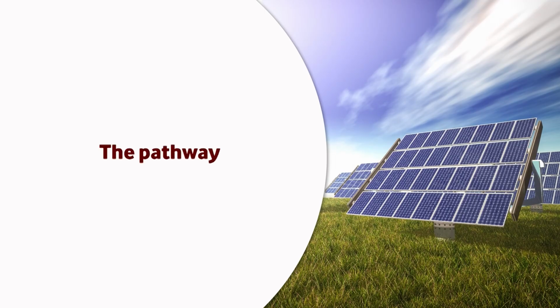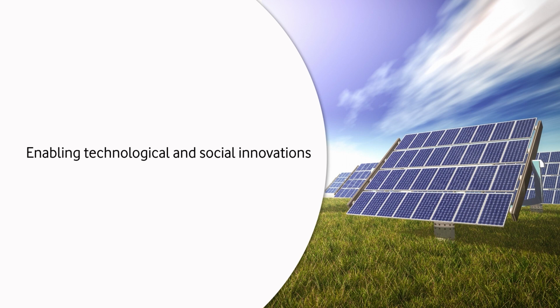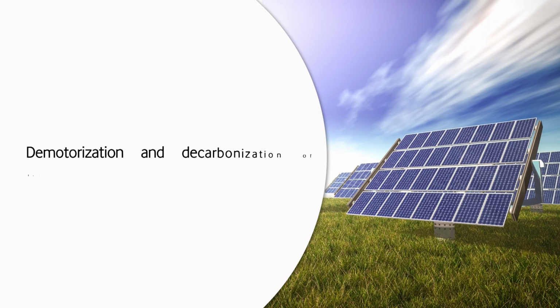Now we will talk about the various pathways through which we can adapt to and also mitigate the climate change. First is enabling technological and social innovations. We can promote some of the new innovations which are in the technology field and also in social engineering, so that we can fight the climate change. Next is demotorization and decarbonization of transport, and this will lead to a lesser amount of GHG emissions emanating from the transport sector, and this will help in combating the climate change.